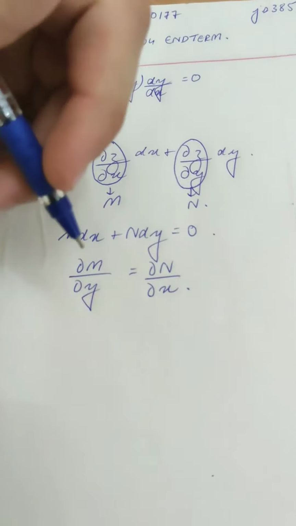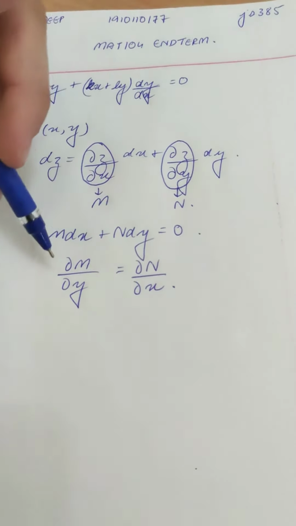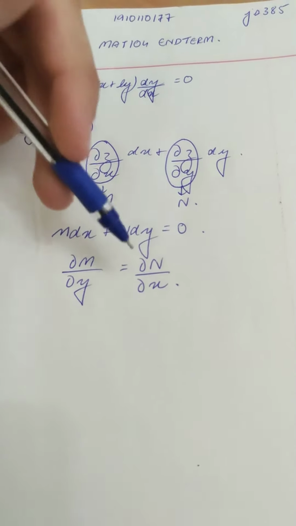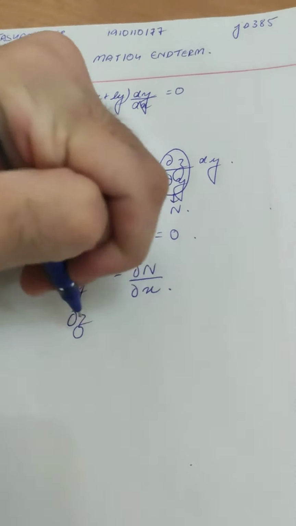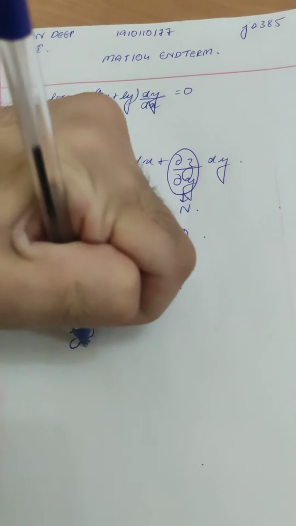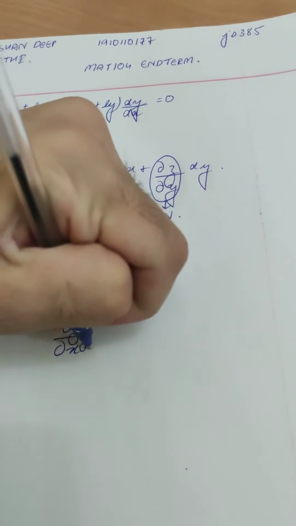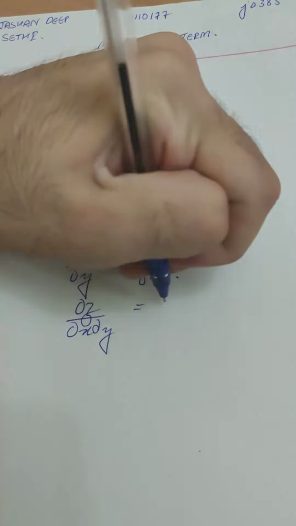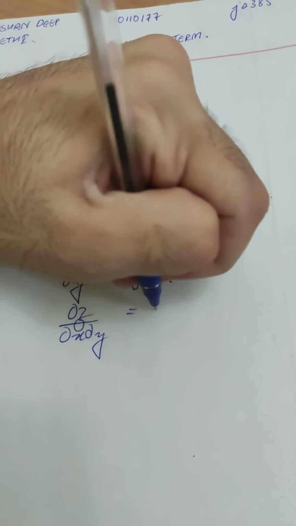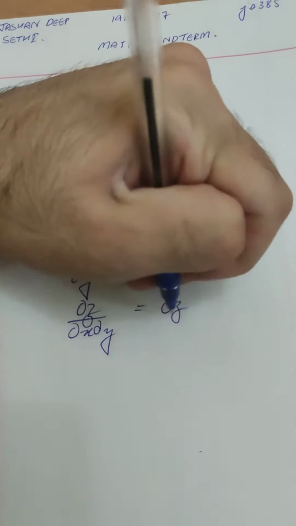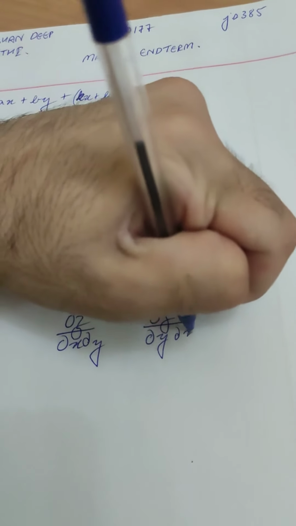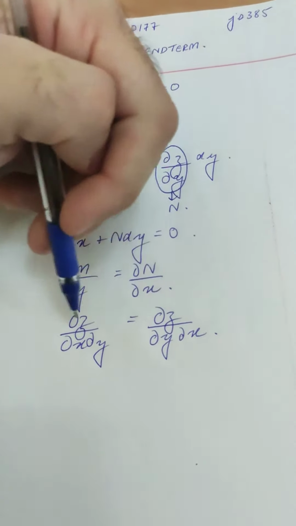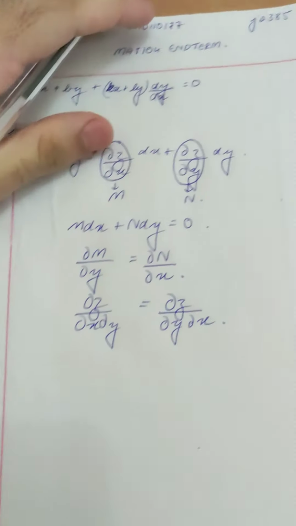Now how do we know that these are equal? Let us just replace M with its original term and N with its original term. So what we get is the partial differential of z with respect to x first, then the partial differential with respect to y, and on the right hand side if we replace N we get the partial differential of z with respect to y first and then with respect to x. Now we know that this is obviously equal.